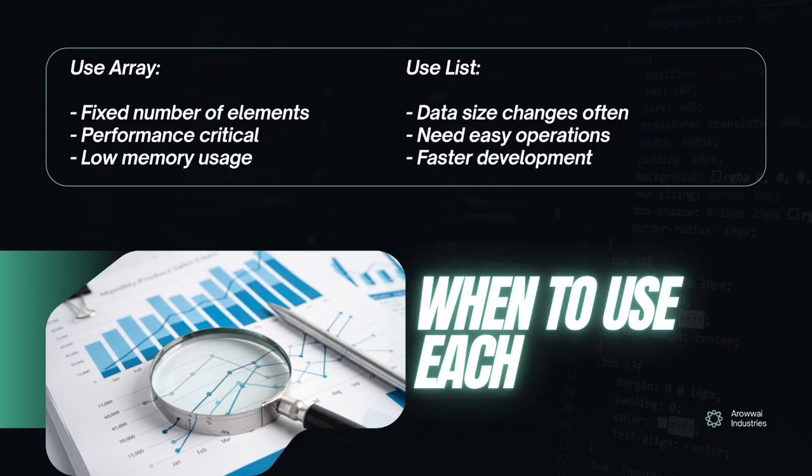So the rule is simple. Use an array when you already know the exact number of items. Use a list when the number of items can change over time.